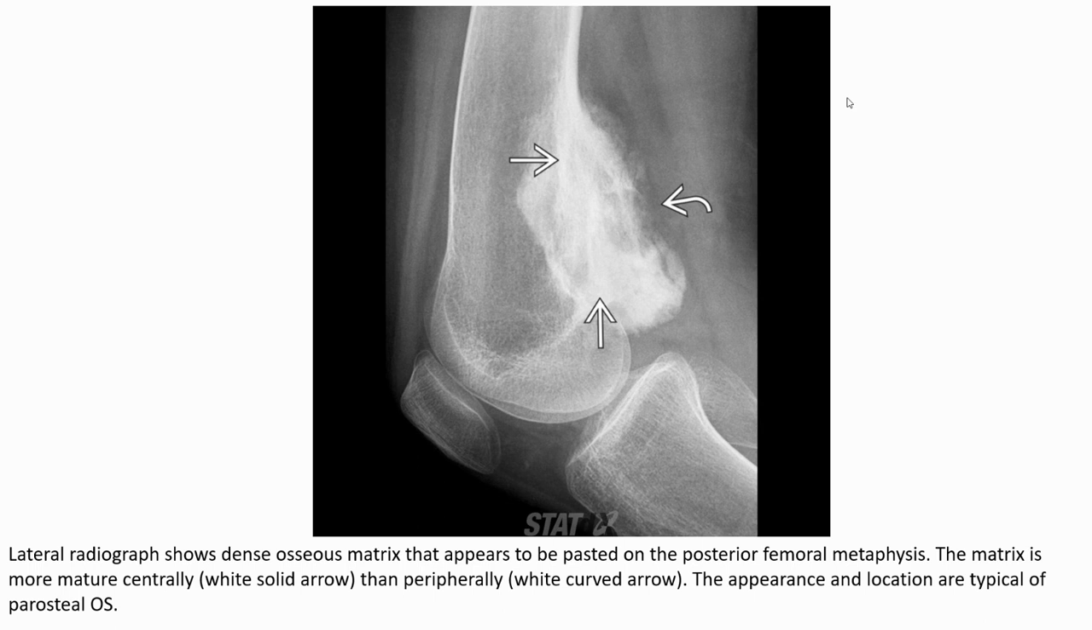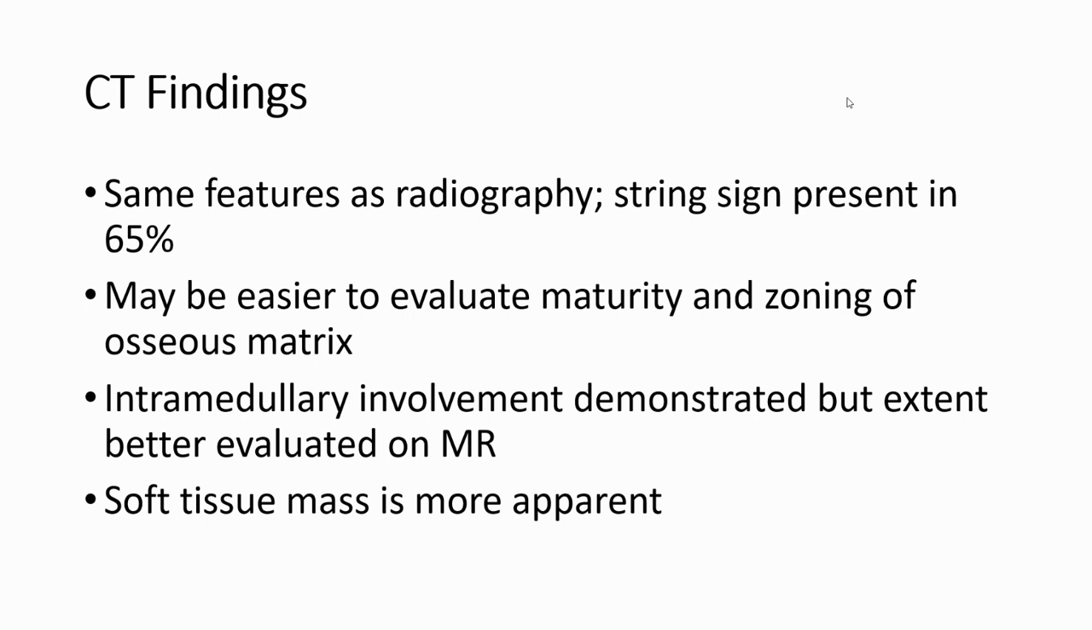Lateral radiograph shows an osteoid matrix that appears to be attached to the posterior femoral metaphysis. The appearance and location are typical of parosteal osteosarcoma. CT findings: same features as radiography. String sign is present in 65%. CT may be easier to evaluate maturity and zoning of the osteoid matrix. Intramedullary involvement is demonstrated but extent is better evaluated on MRI. Soft tissue mass is more apparent.